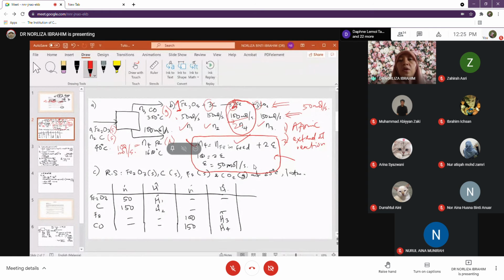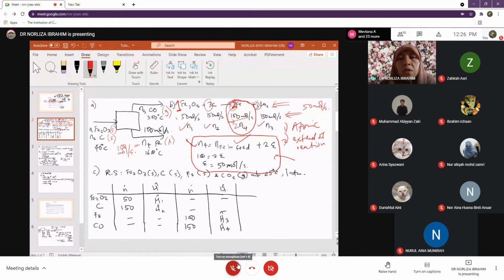But the one I show you on top here is very straightforward. It's none of the atomic or the extent of reaction, because this is for 100% conversion, and according to the stoichiometry you can apply this. If not, then you should not apply this because this is very confusing. If only 100% and according to stoichiometric, you can follow this method.